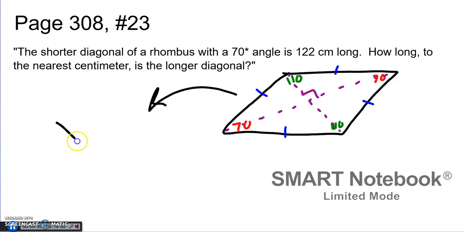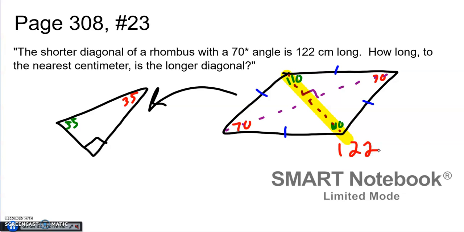So we're going to have something that looks like this. We have a right angle here. It was 110 degrees, but now we're going to cut in half because we're only using half of it. So it's a 55. And now we can change that 70 to a 35. Let's fill in the information that we know. Well, we know that this is the shorter diagonal, and that has a value of 122. So if we cut in half, because we're only working with this section of it, we get a 61. And we want to find this value right there. We want to find x right there.